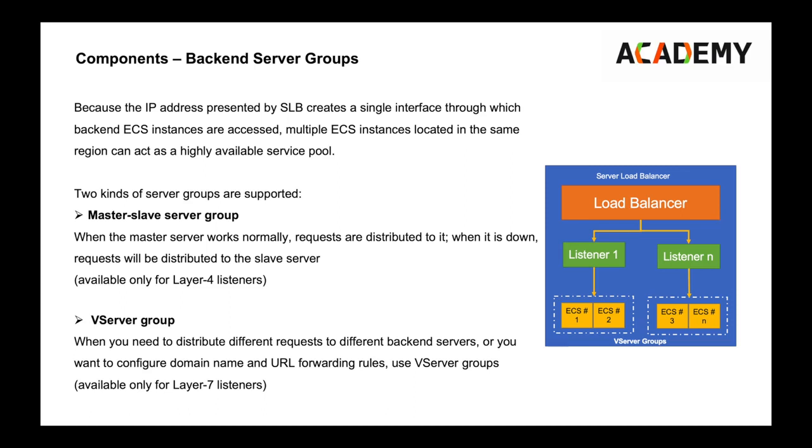Things are a little bit more sophisticated for the layer 7 listener. We have what we call virtual server groups. So you can add multiple ECS instances into a virtual server group, and you can even configure domain name or URL-based forwarding rules to decide which of those ECS instances inside the group will handle which requests.